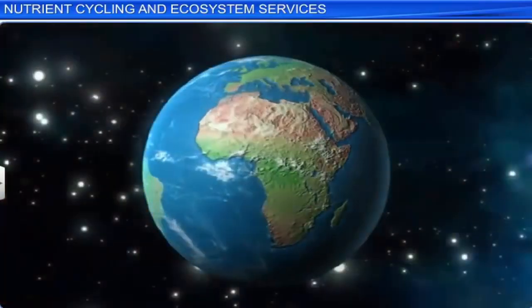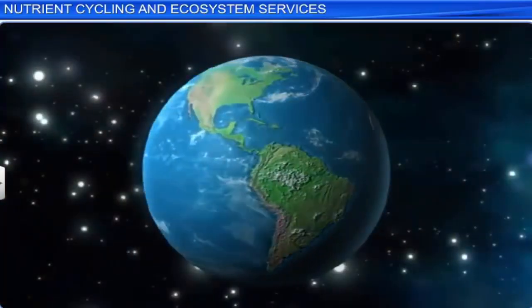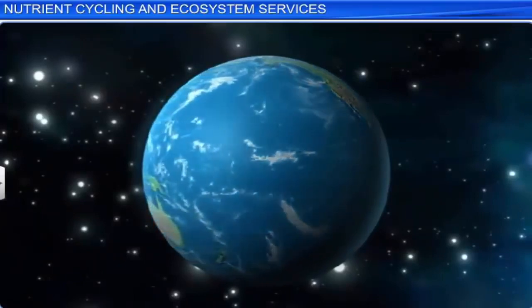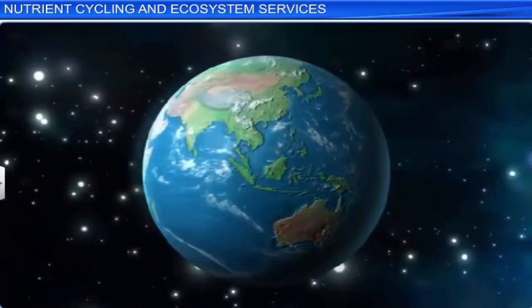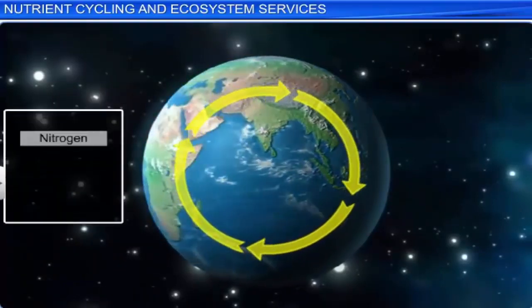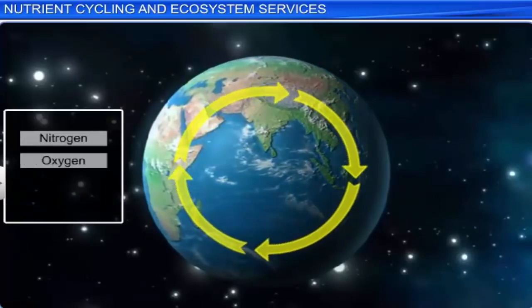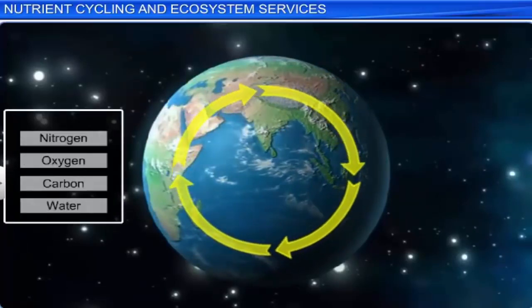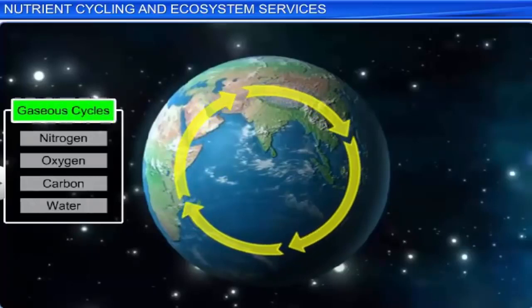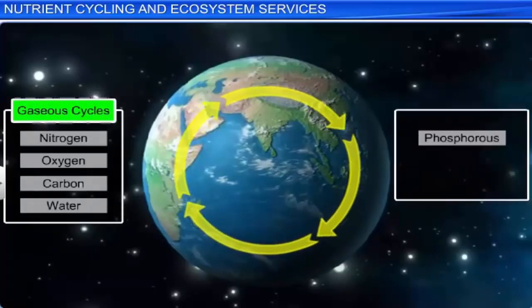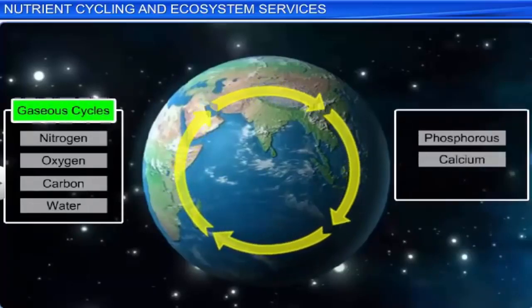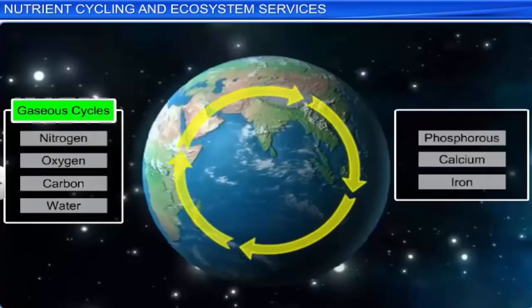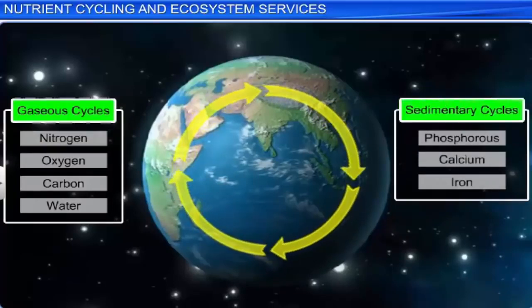There are several important nutrient cycles that sustain life on Earth. Nitrogen, oxygen, carbon, and water are some of the important gaseous cycles, while phosphorus, calcium, and iron are some of the important sedimentary cycles. Let's learn in detail about the carbon and the phosphorus cycle. The carbon cycle is an important gaseous cycle.